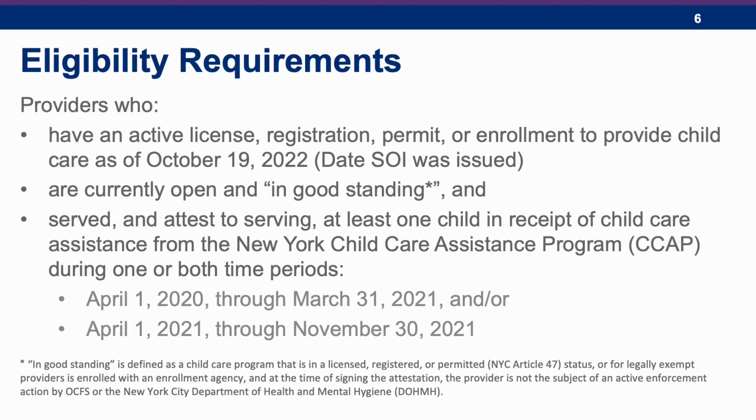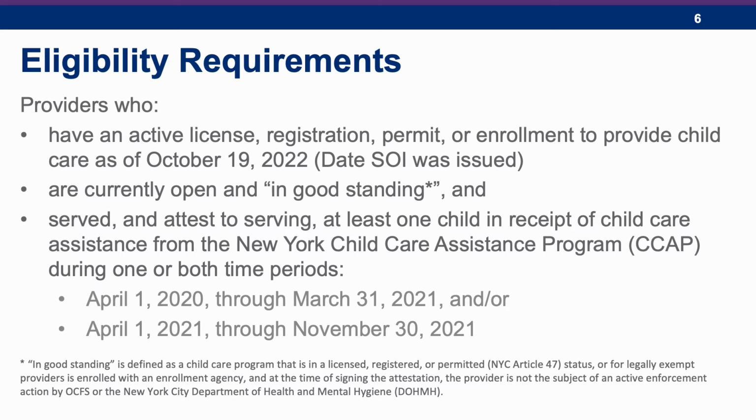This is a one-time grant opportunity for providers who have an active license, registration, permit, or enrollment to provide childcare as of October 19, 2022, are currently open and in good standing, and served and attest to serving at least one child in receipt of childcare assistance from the New York Child Care Assistance Program during one or both of the following time periods: April 1st, 2020 through March 31st, 2021, and/or April 1st, 2021 through November 30th, 2021.